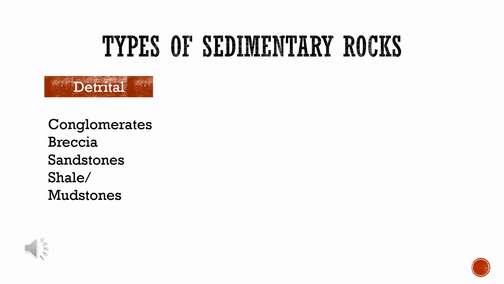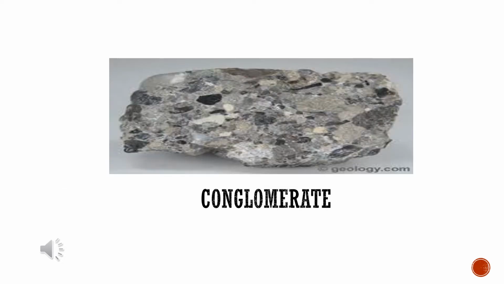Types of sedimentary rocks. We have detrital, chemical, and organic rocks. In detrital, we have the conglomerates, breccia, sandstone, and shale. The first one is the conglomerate. It is a lithified gravel.